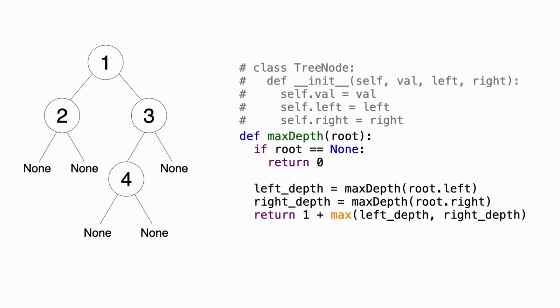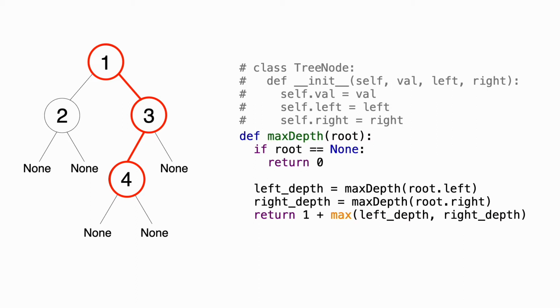Given the root of a binary tree, we must return its maximum depth, where the maximum depth is the number of nodes along the longest path from the root node down to the farthest leaf node. For example, in this tree, this is the longest path, which consists of 3 nodes, so the max depth is 3. Now, the way we're going to solve this is by using recursion.